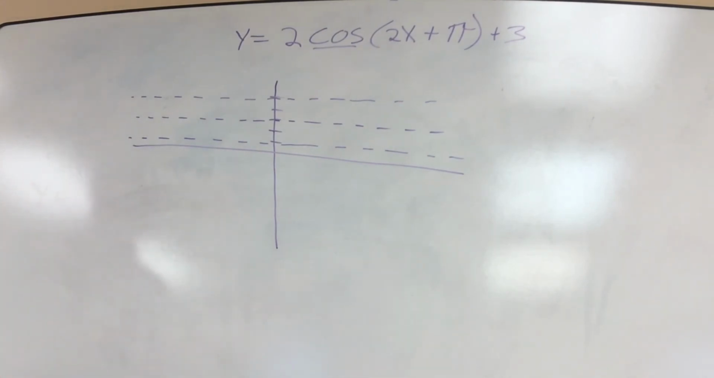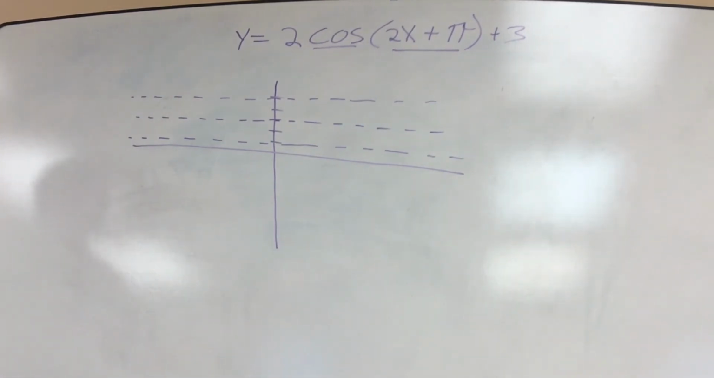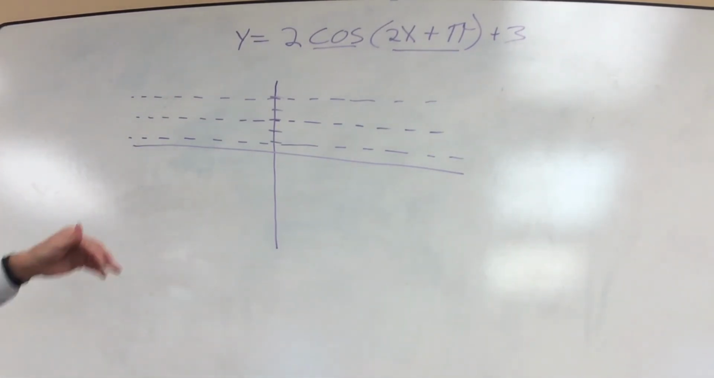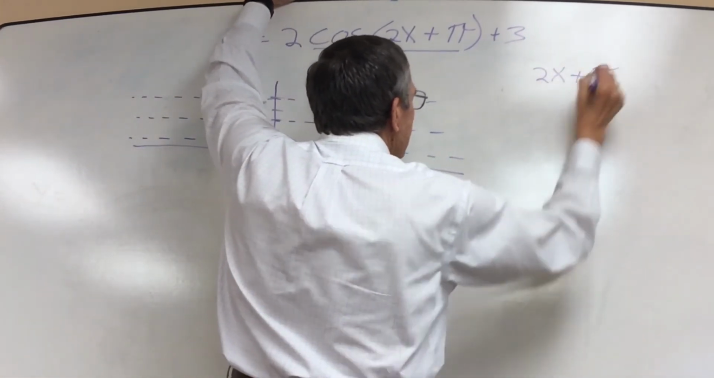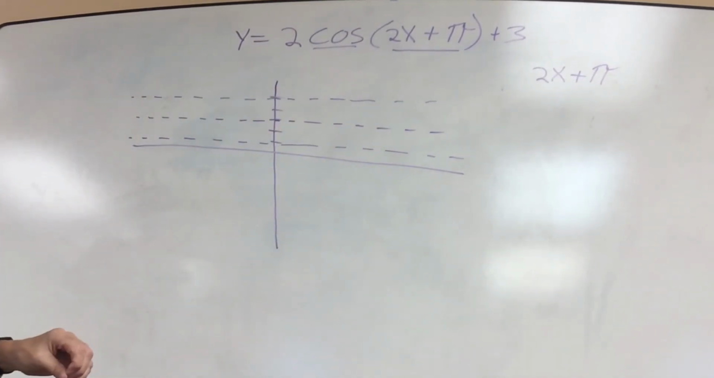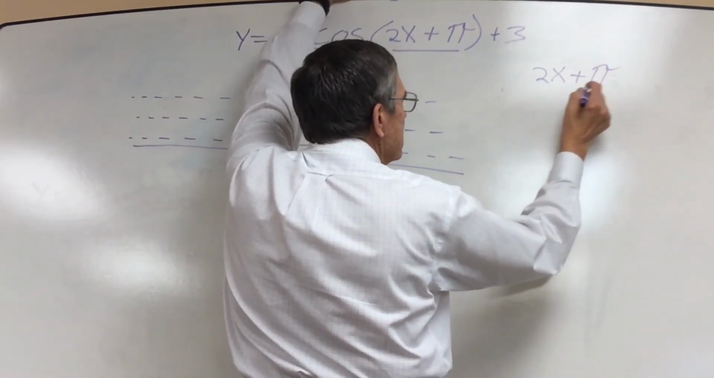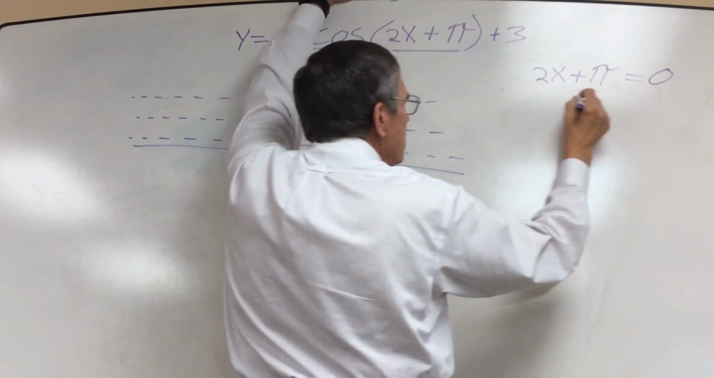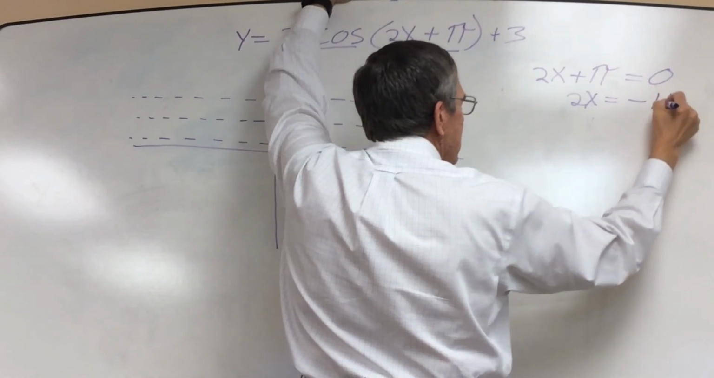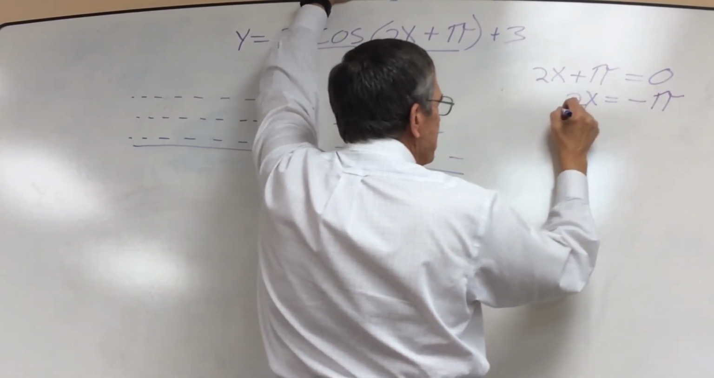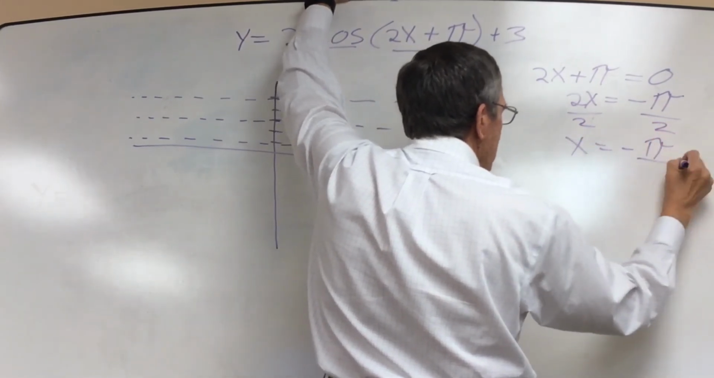Okay. Now, how do we handle this? So you take that, and in your head or on a piece of paper you can say, okay, 2x plus pi. Where does that equal 0? What value of x makes that equal 0? Okay. Well, let's say that equals 0. So let's take this to the other side. So 2x equals minus pi. Okay? And that's divided by 2. So x equals minus pi over 2.